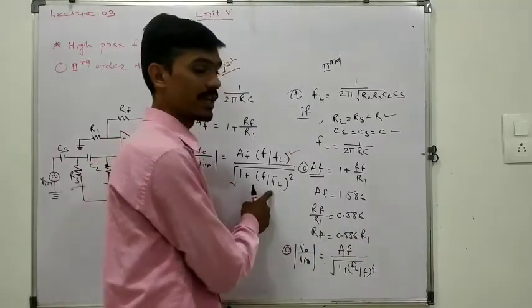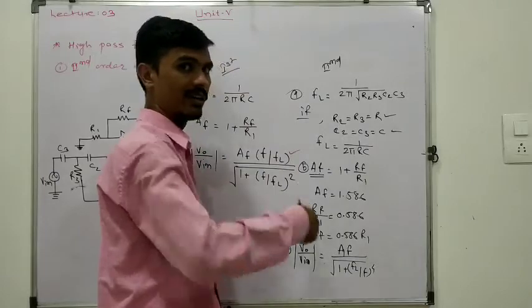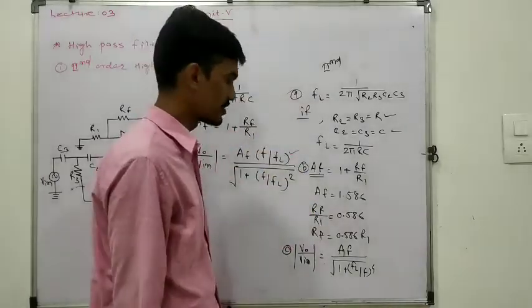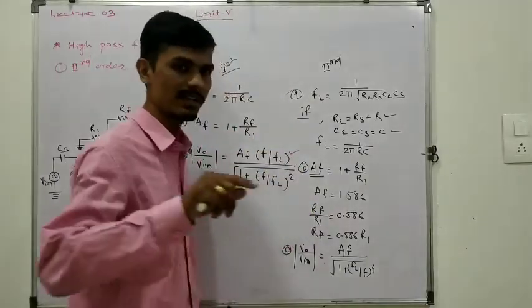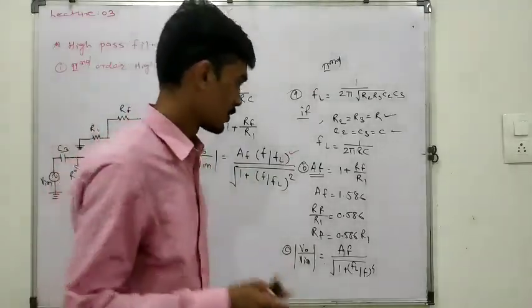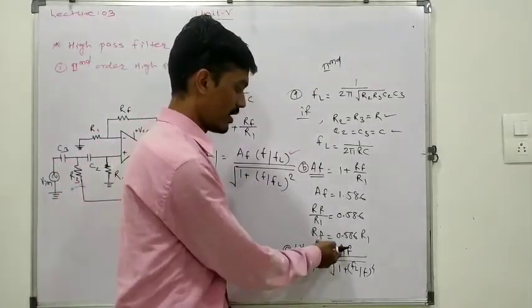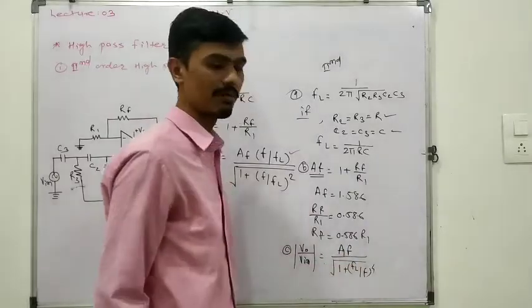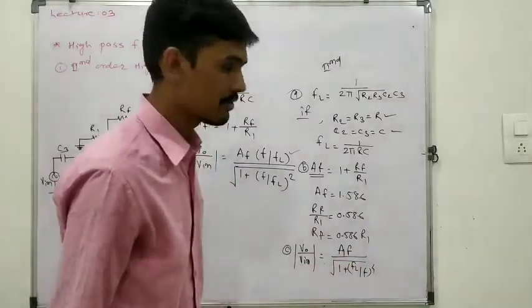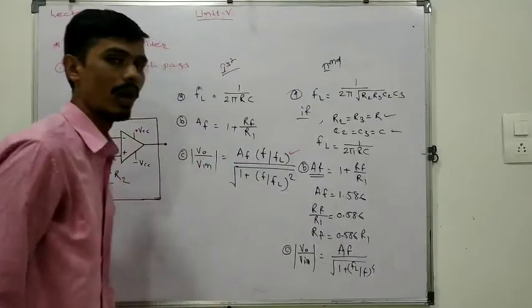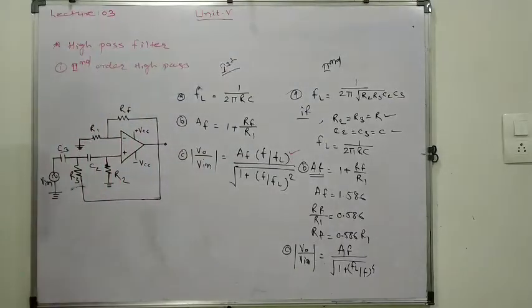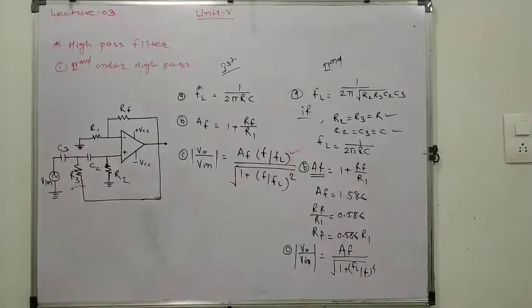Here the opposite case occurs, and in the low pass Butterworth filter, either first order or second order, the ratio is F by FH. So for second order, AF divided by the square root of 1 plus (FL divided by F) raised to the power 4. That formula we have to remember while designing the second order high pass Butterworth filter.